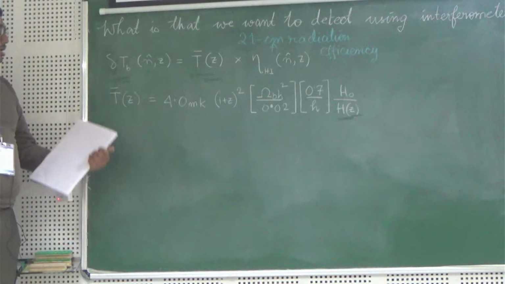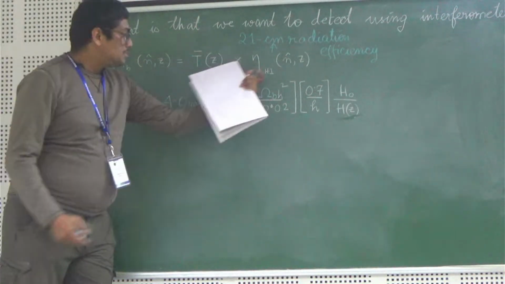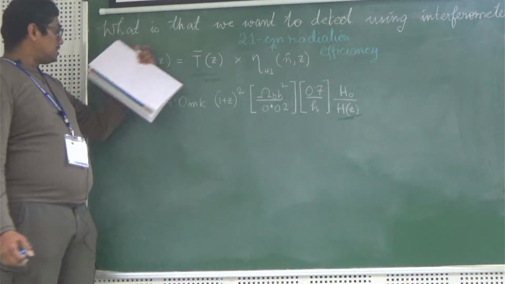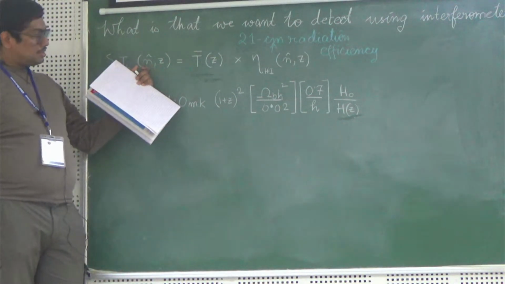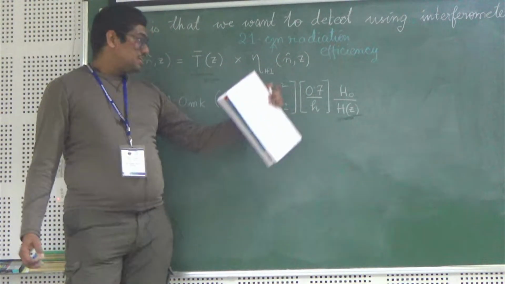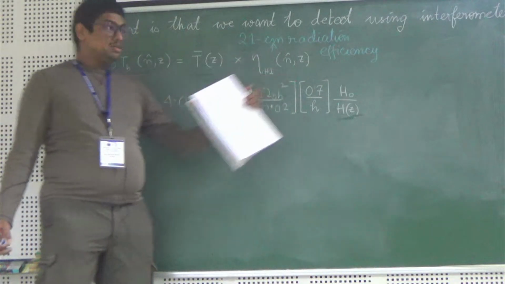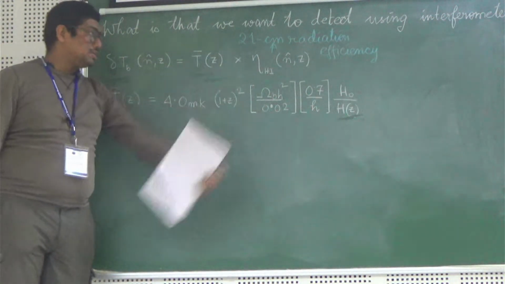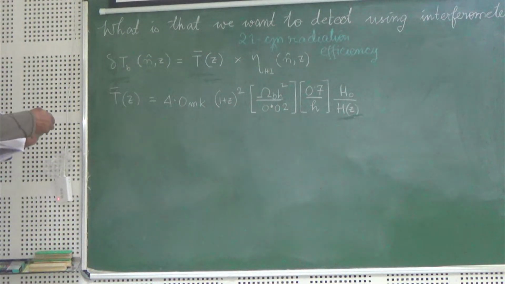You can see why it is called an efficiency. This is something which is multiplying the temperature, right? Imagine that for all directions n cap this thing is 1. It doesn't depend on n cap. Then your delta TB will be just theta. This essentially tells you how the signal changes in different directions.